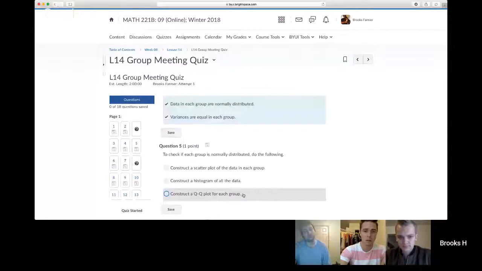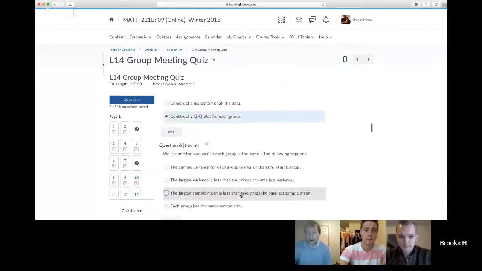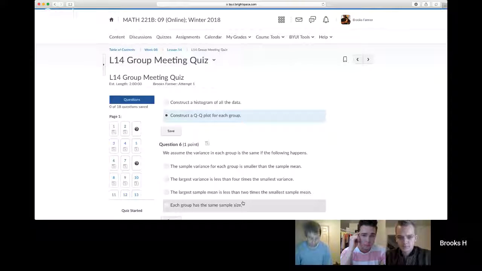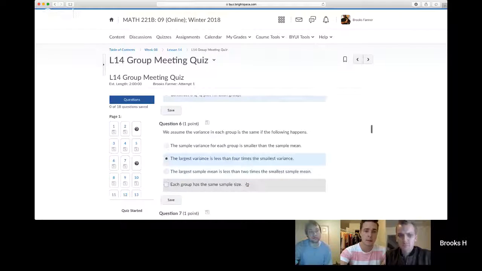For question 5, would it be construct a QQ plot for each group? Yeah. That's how we check normal. So number 6, we assume the variance in each group is the same if the following happens. Would it be D? It was if the largest variance is less than 4 times the smallest variance. Okay, yeah. Yep.